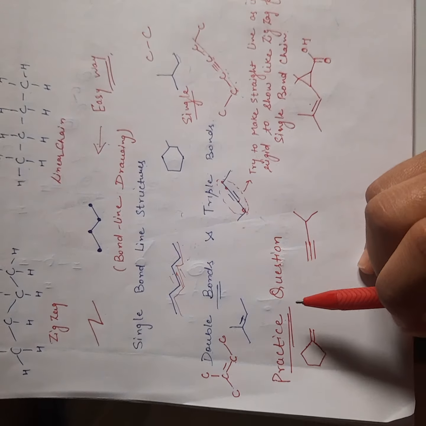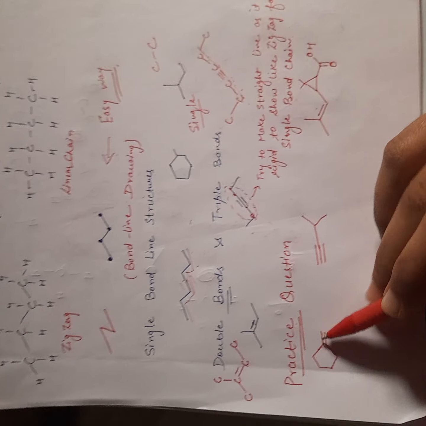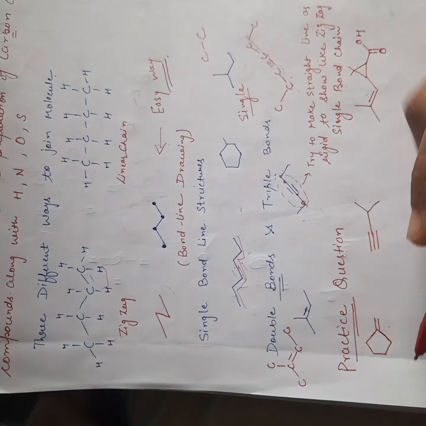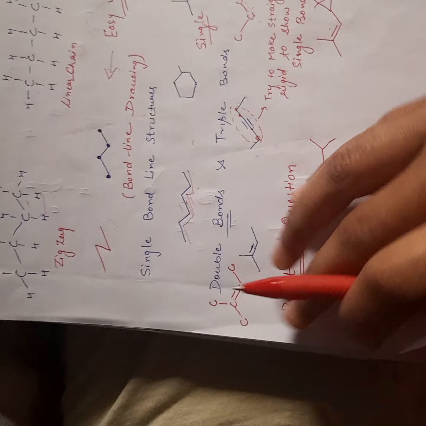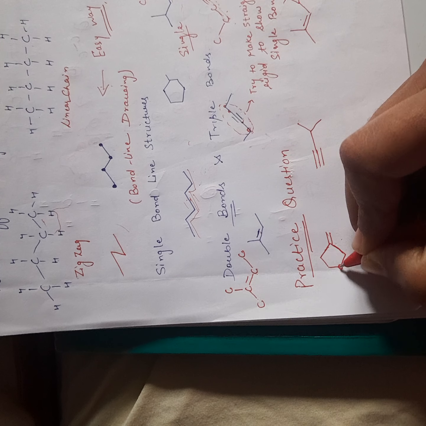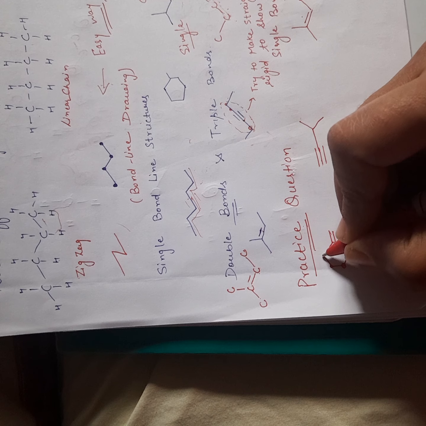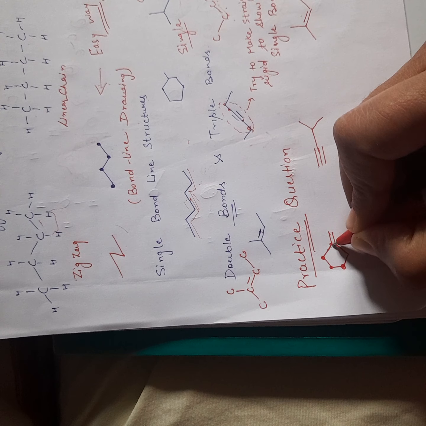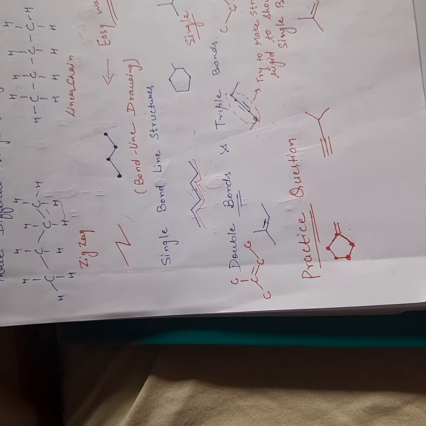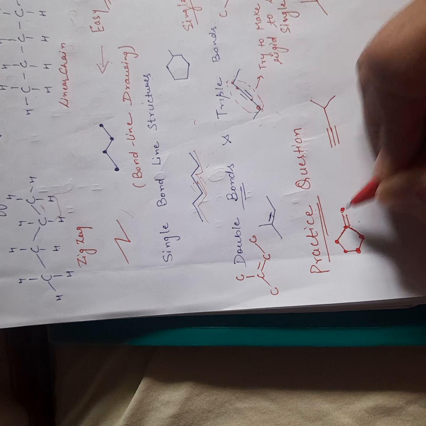Next, these are the practice questions I am giving you. Try to expand these for the first time in this form. You have to place all the carbons. Wherever two lines intersect, that is a dot which shows a carbon. And in this manner, where nothing is showing, that is also a carbon.